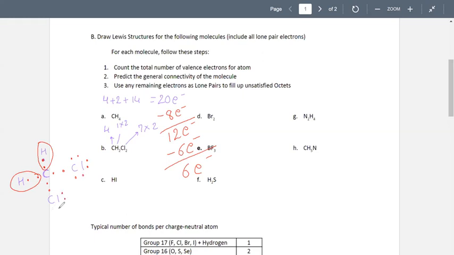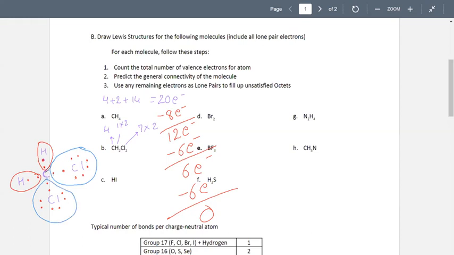1, 2, 3, 4, 5, and 6. Now it's 0. Now let's count. When I count, what I see is this chlorine has 1, 2, 3, 4, 5, 6, 7, 8. It's complete. This has 8. It's complete. Now let's look at the carbon.